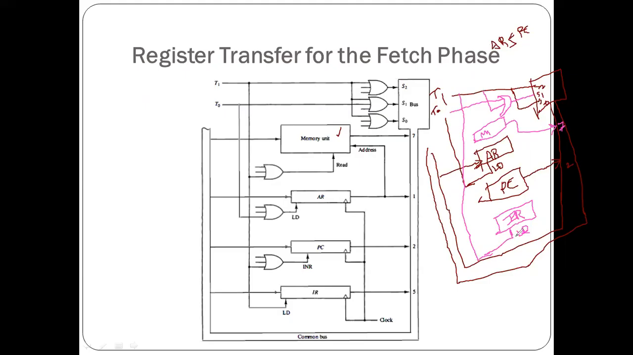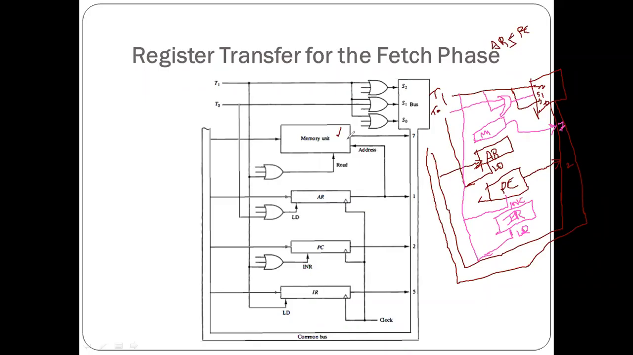Okay. And at the same time, we are incrementing the contents of PC by 1 to point to the next instruction, because this doesn't require the common bus. So I can do the same operation in the same interval, which is connected to the increment control. The same time sequence is connected to the increment control pin of your PC, INR. Okay, so the same T1 is connected to the increment control pin.